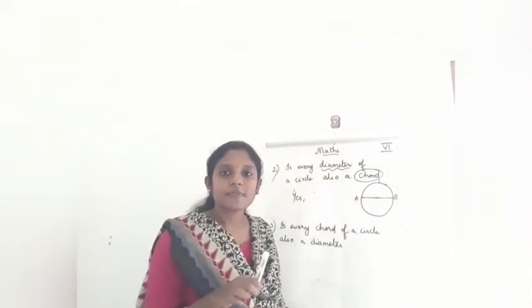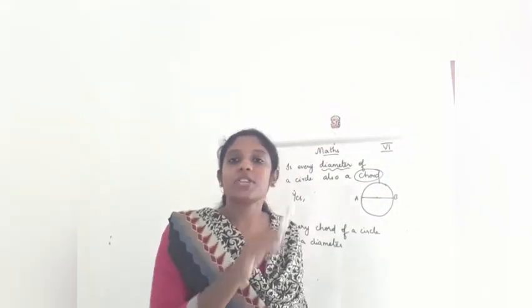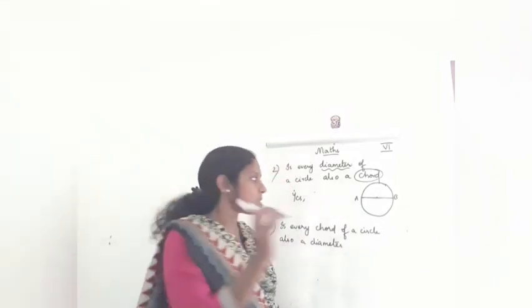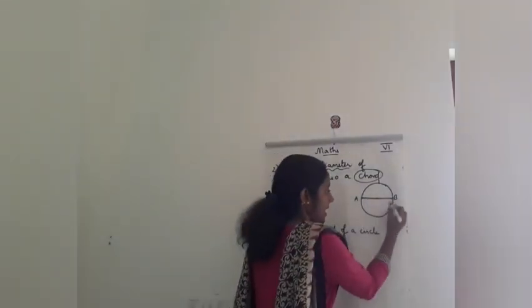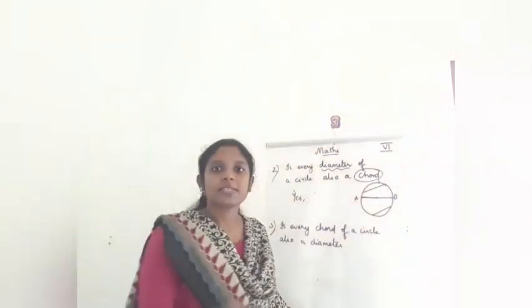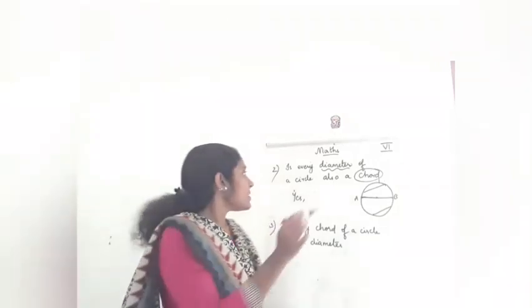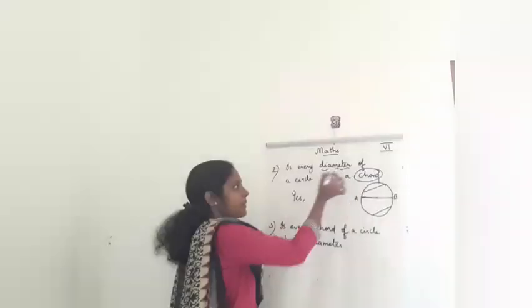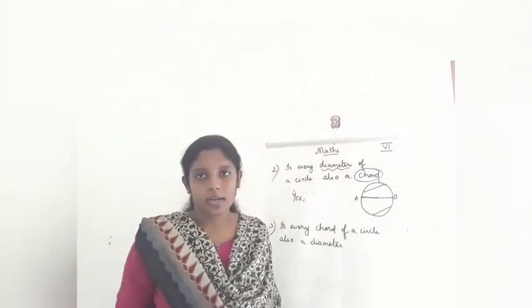So a diameter of a circle is also a chord, and actually the diameter is the longest chord. The longest chord that can be drawn in a circle is the diameter. Otherwise, the chords we draw just need to join 2 points. Okay, so the diameter is the longest chord. So the question is, is every diameter of a circle also a chord? Yes, every diameter of a circle is also a chord.